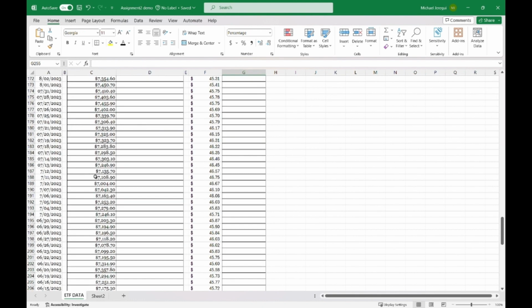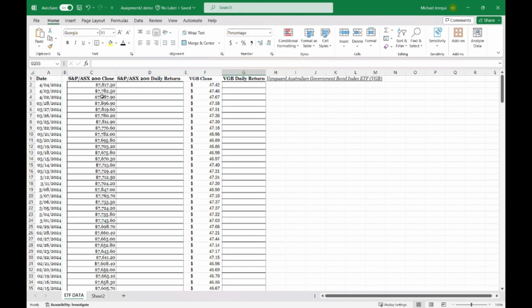To calculate the value at risk, in Excel we require daily price data. Here we have two ETFs, ASX 200 representing the equity stock part of our portfolio and VGB, from 4th of April 2023 to 4th of April 2024. In column F, the closing prices for VGB are listed.